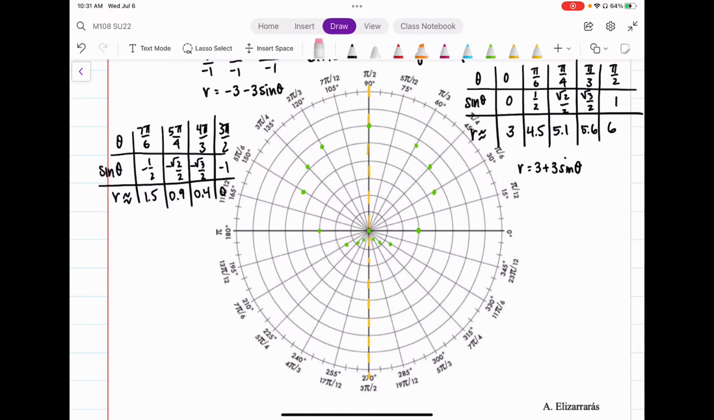This is a limacon, and it's a cardioid limacon because A and B are equal to each other. I'm going to connect this shape then. And this is the graph of the cardioid limacon.